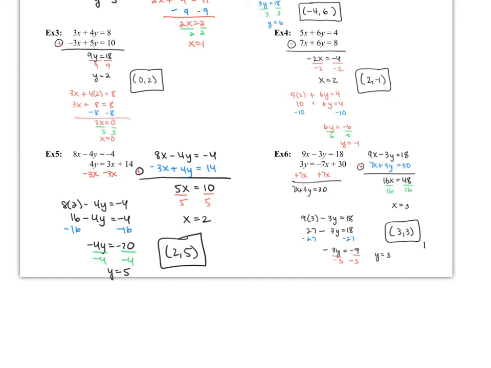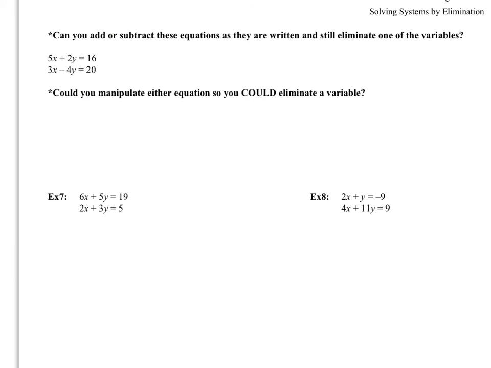I put this into the top equation. 9 times 3 is 27, minus 3y equals 18, minus 27 from both sides, negative 3y equals negative 9, divide both sides by negative 3 to get y equals 3, for a solution of 3, 3.